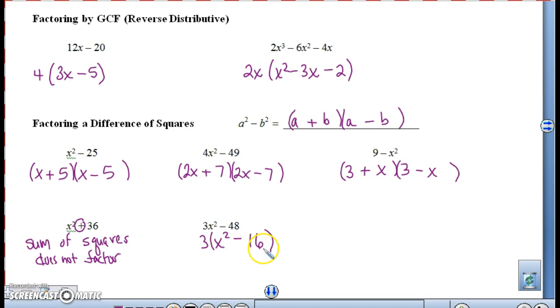X squared minus 16, isn't that the difference of squares? X squared and 16 are both perfect squares. So I can do that, x squared minus 16, as x plus 4, x minus 4. I hope this is coming back to you now.